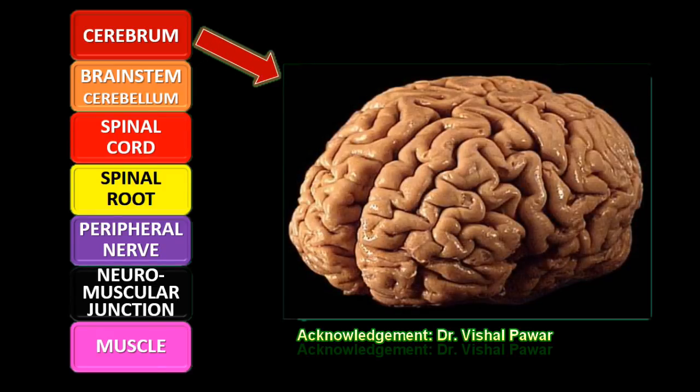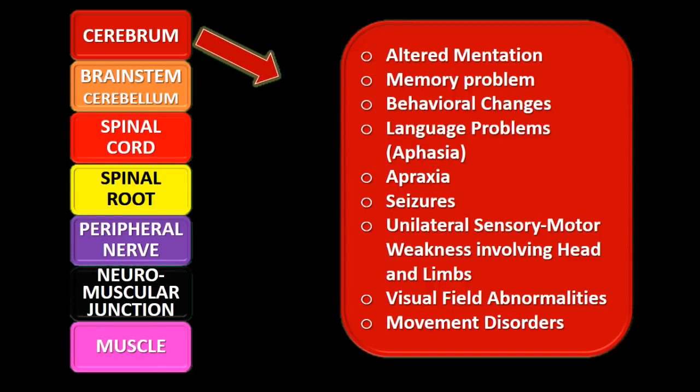So let's start first with the cerebrum. This is the cerebrum, the cerebral hemisphere. Patients with cerebral problem can have altered mentation, memory problem, behavioral changes, language problem, definitely. Apraxia means the patient is unable to do something in the presence of intact motor function. The presence of seizures will tell you it's in the cerebrum. A unilateral sensory motor weakness involving the head and the limb on the same side, and visual field abnormalities. And of course, if the patient has a movement disorder like dystonia, chorea, hemiballismus, then think of involvement of the cerebral hemisphere.